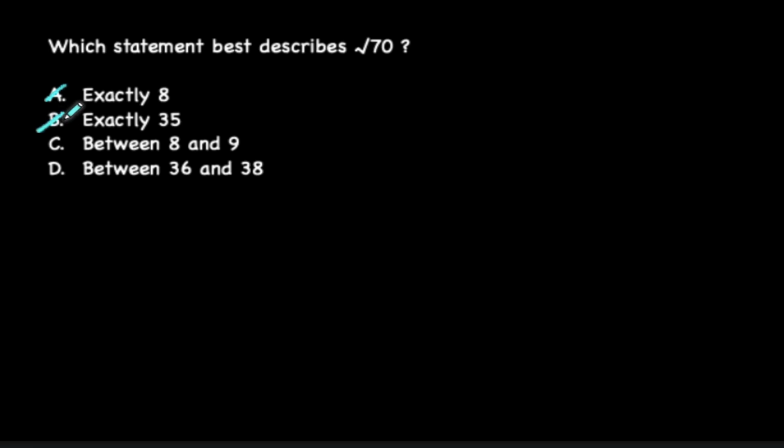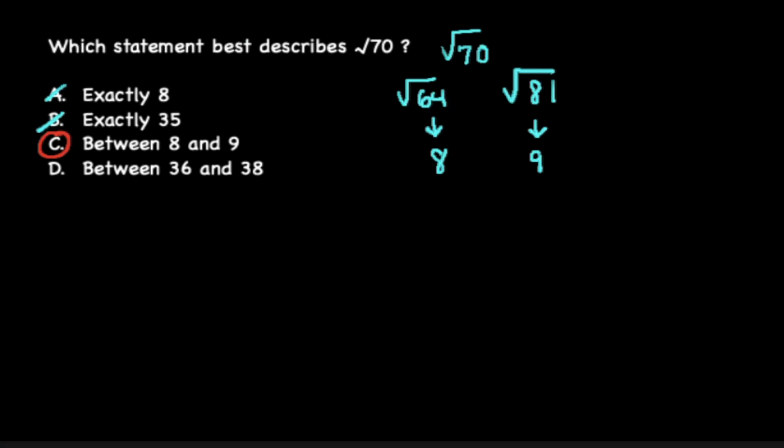So this doesn't even make sense. It's not reasonable. Answer choice C, between 8 and 9. Well, this sounds reasonable because if you take the square root of 64, like I said, that's equal to 8. And if you took the square root of 81, which is the next square root, that's 9. So the square root of 70 is right in between there. So this makes perfect sense. The correct answer is answer choice C. And D is not reasonable at all. It doesn't even make sense. Okay, so let's go ahead and continue moving along here.